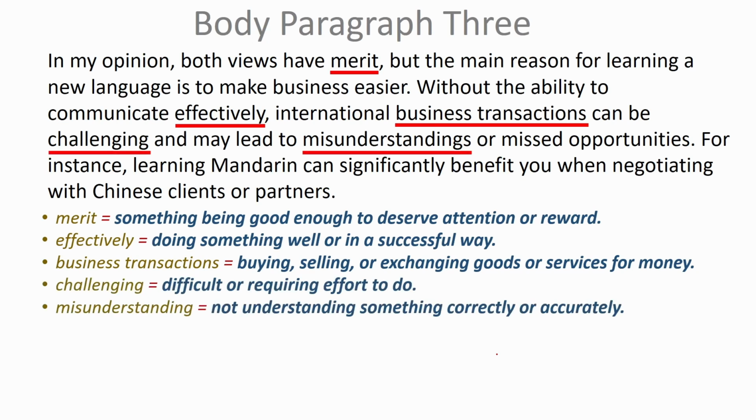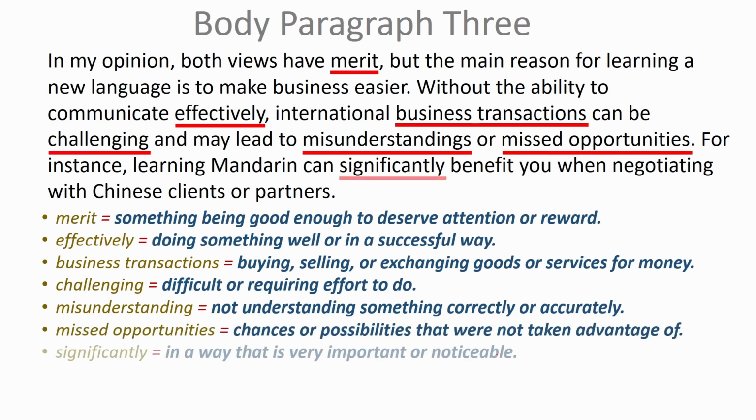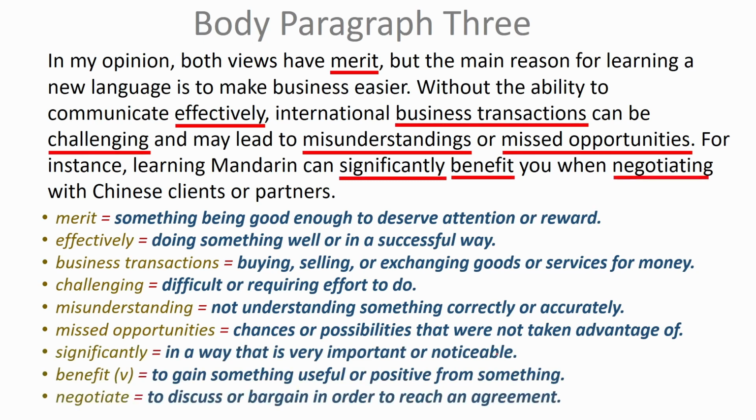Misunderstanding, not understanding something correctly or accurately. Missed opportunities, chances or possibilities that were not taken advantage of. Significantly, in a way that is very important or noticeable. Next word is benefit. Benefit here is a verb, to gain something useful or positive from something. And negotiate, to discuss or bargain in order to reach an agreement.